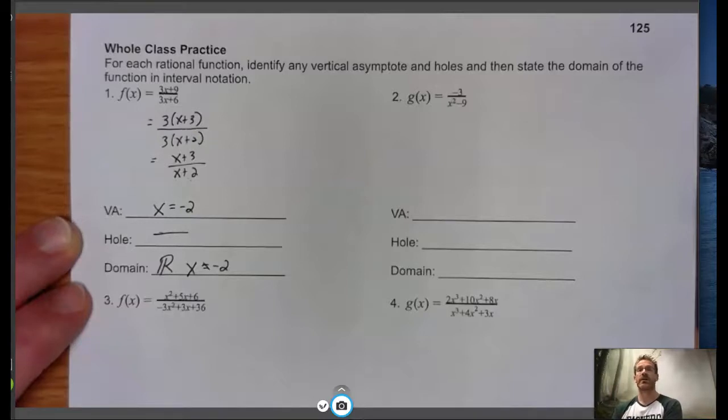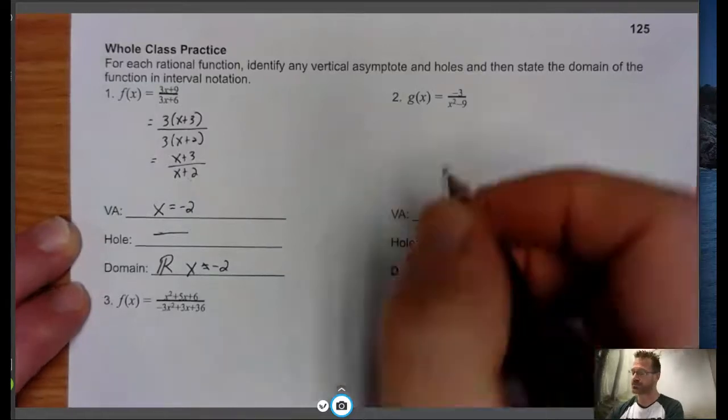So now that's all there is. If we don't have any common linear factors that are common to the numerator and denominator, we can't have any holes. Now let's look at number 2.